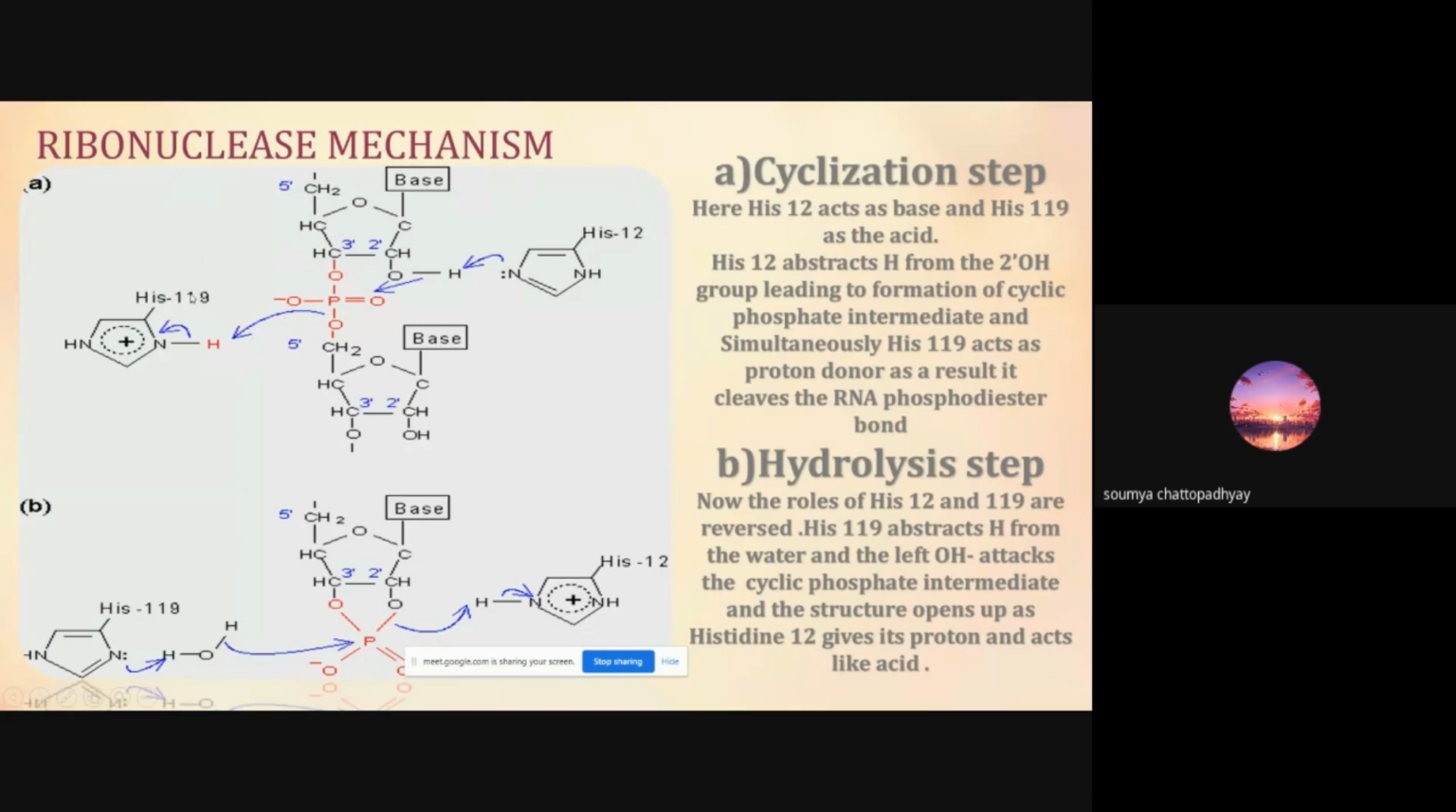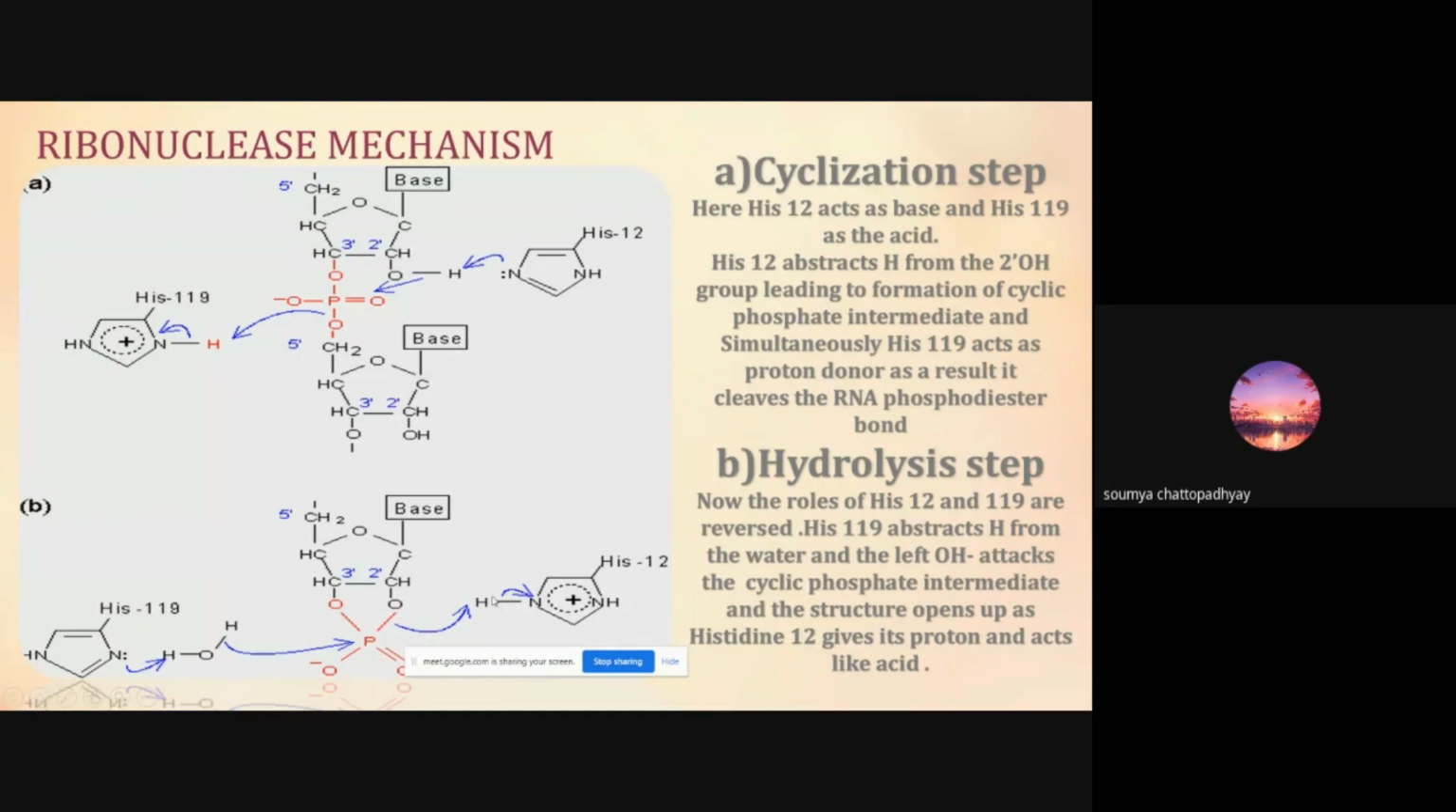gives its proton, and it acts as an acid. It gives its proton to this oxygen, and there is a cleavage in the RNA. It cleaves the bond by giving the H to this O. But in the very next step, histidine 119 now tries to abstract a proton from water. We give the water, and it abstracts the proton from that water. Now, what is left is this OH minus, which is going to attack this cyclic intermediate which was formed earlier.